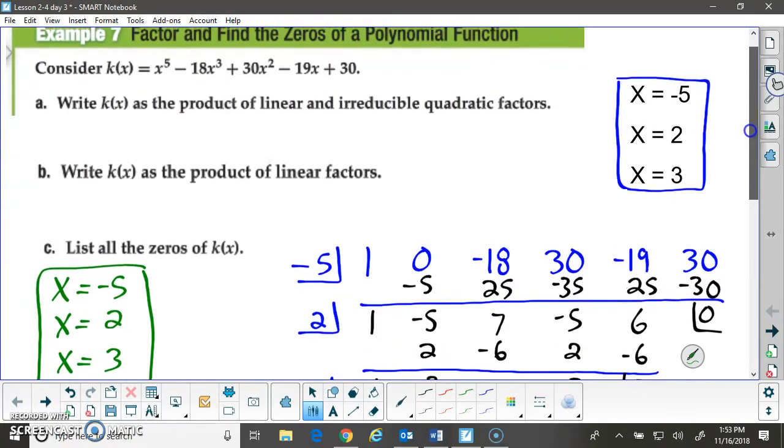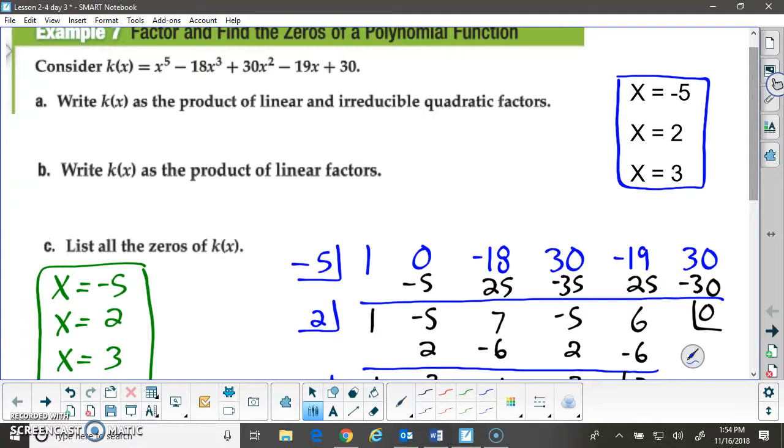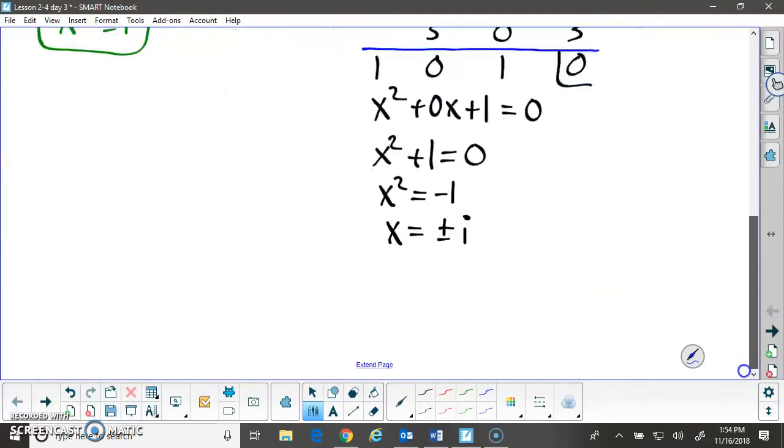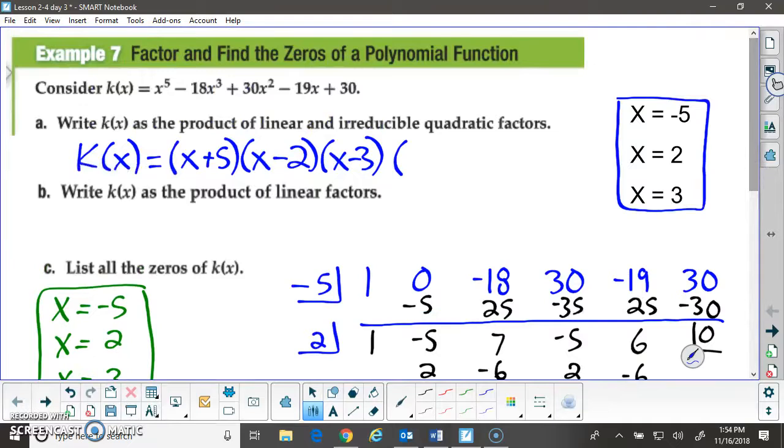Now we're going to go to Part A. Part A says write this function as a product of linear and irreducible quadratic factors. So since it has an x-intercept at -5, I write x plus 5. I'm also going to need an x minus 2 and an x minus 3. And then I'm going to use my resulting coefficients down here to write an irreducible quadratic factor of x squared plus 1. So there's the function written as a product of linear and irreducible quadratic factors. This right here is the irreducible quadratic factor. Because it cannot be factored, we leave it like that.